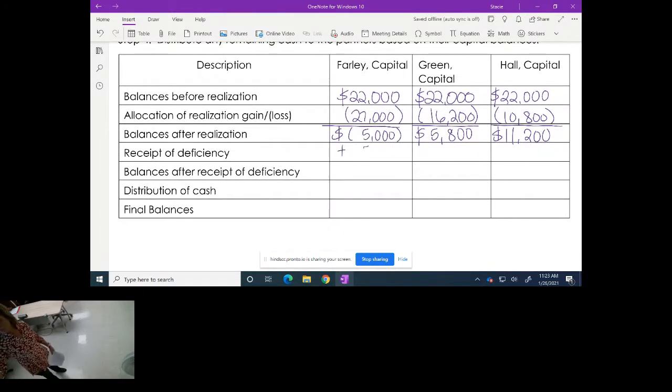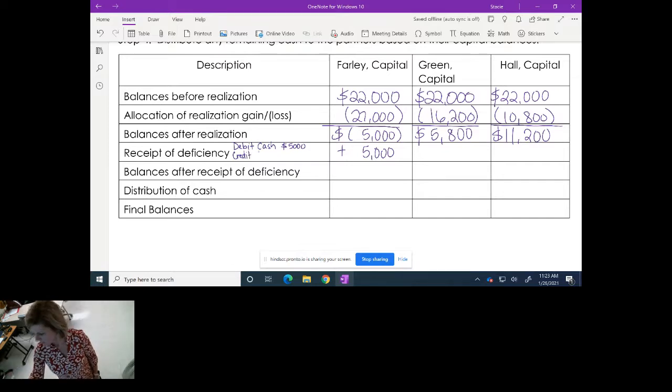So we will put a plus here showing the way the entry would look. If he was putting $5,000 of cash into the business, we're going to debit cash and credit his capital account, right? So you're not seeing the cash piece of this, but just remember it would be a debit to cash, because we're just showing capital balances here. And then we'll credit Farley Capital.